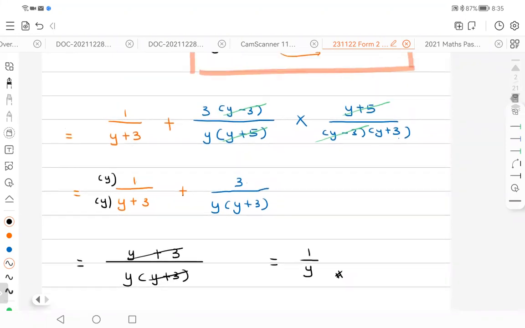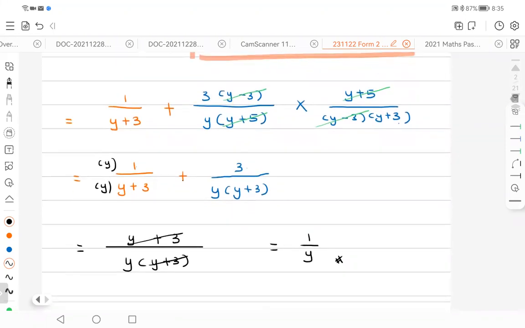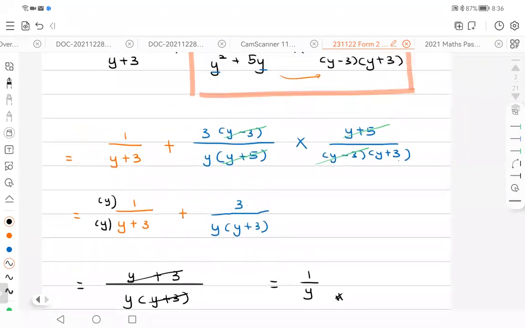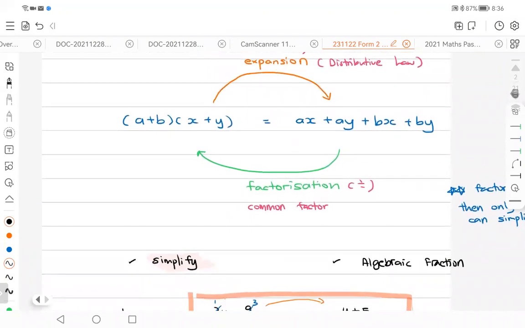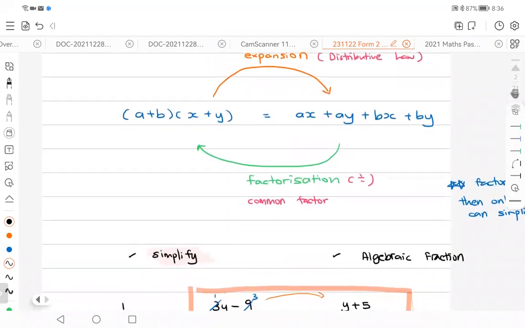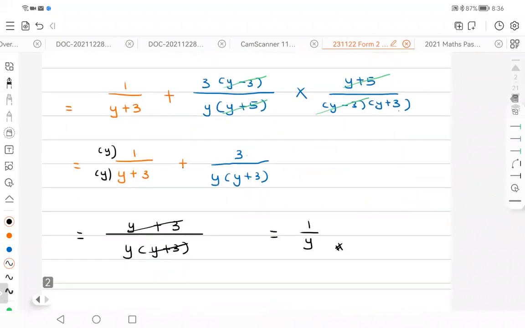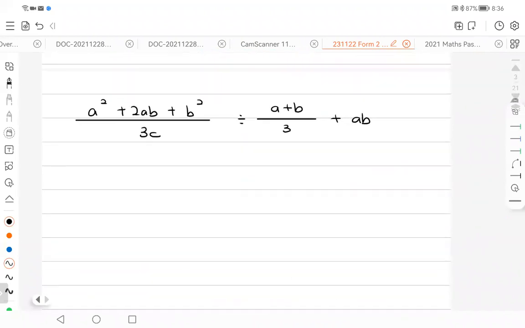So when you have multiplication and division, we can factorize and simplify. But for addition and subtraction, we need to equalize the denominator. Okay, that's for the algebraic fraction. This part: expansion, common factor, factorization, simplify and algebraic fraction. So I'm going to show you another example here.